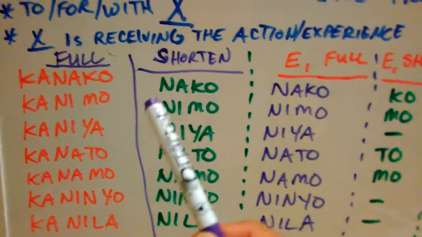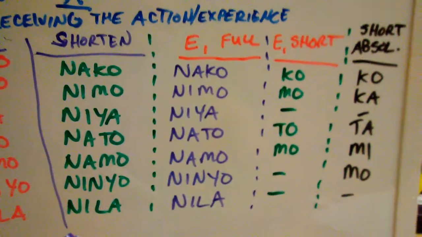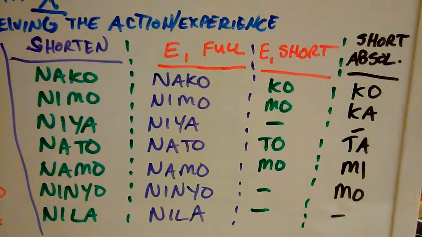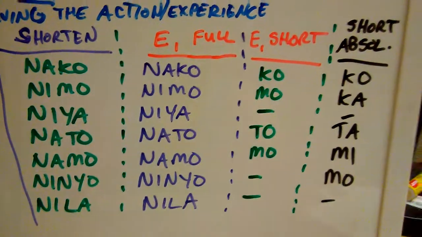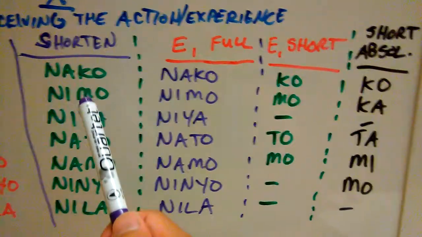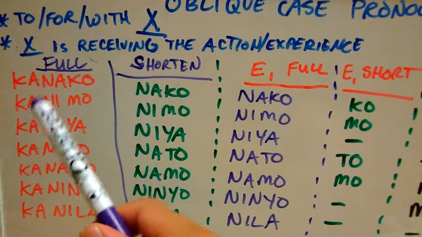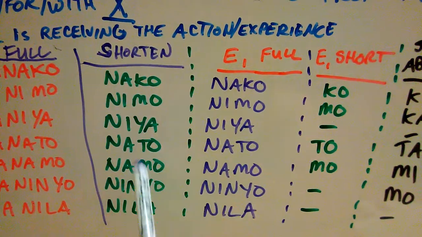So now, in this video, I just want to focus on the next things that I put down. Because this one, again, pay attention because you will learn something in here. Here I wrote down the shortened form of the oblique case, which is just without the ka, right? You see how all the ka is here? If you remove the ka, you get the shortened form of the oblique case.